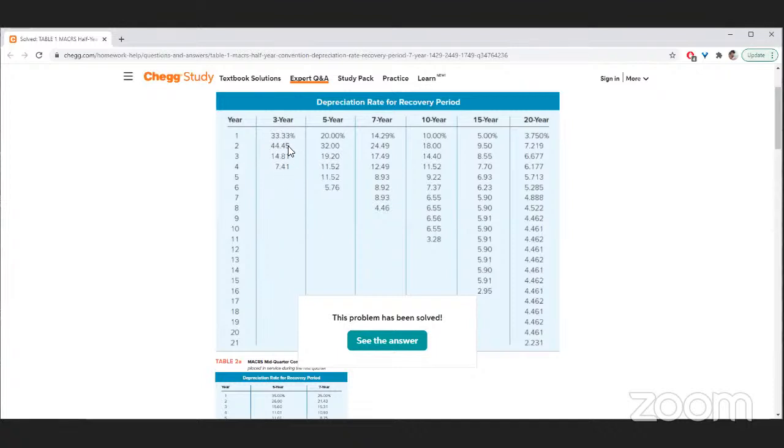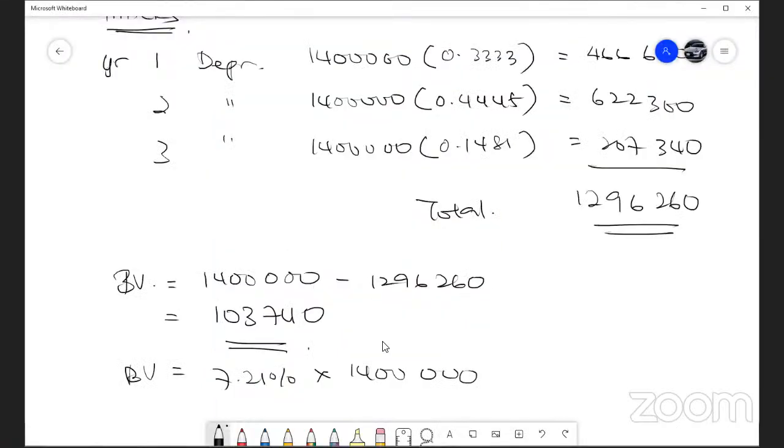Based on the MACRS table, this is the depreciation of every year, until on the final year it's actually worth only 7.41%. So go back to our calculation. 7.41%, not 21. 7.41% or 0.0741 of 1.4 million, you get 103,740. So this is the book value. In your accounting record, this is the value here.